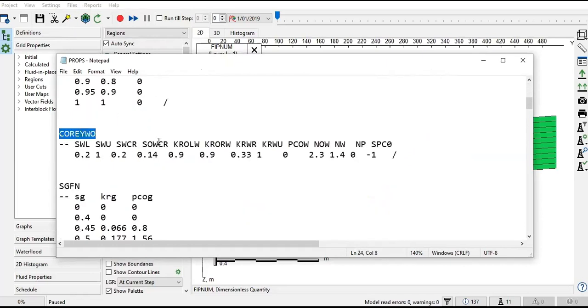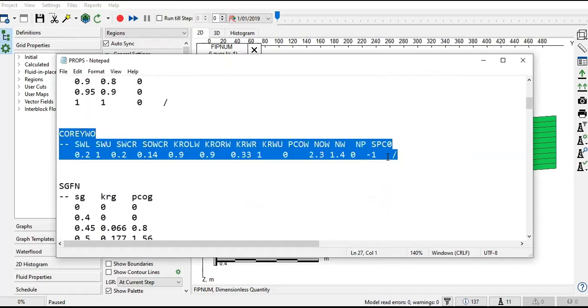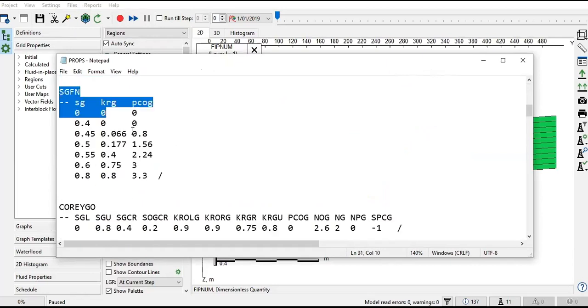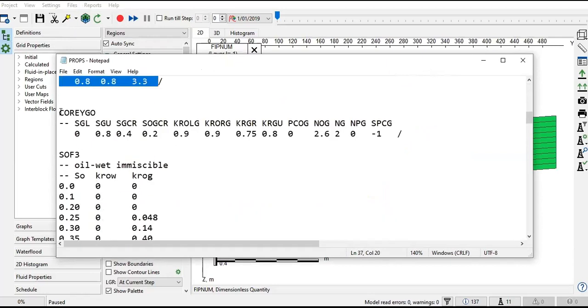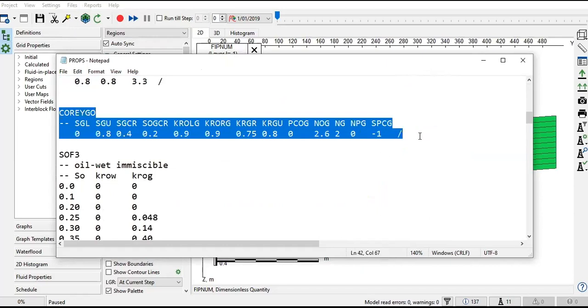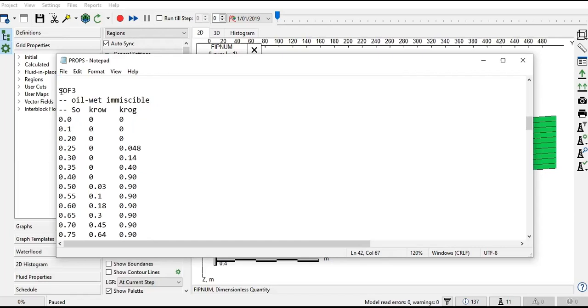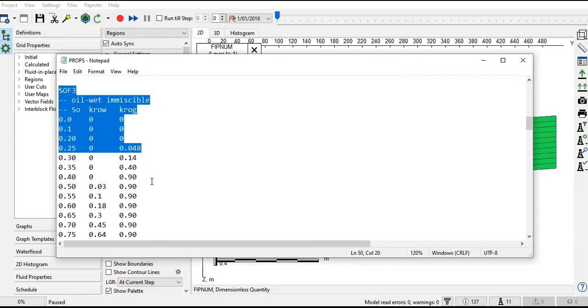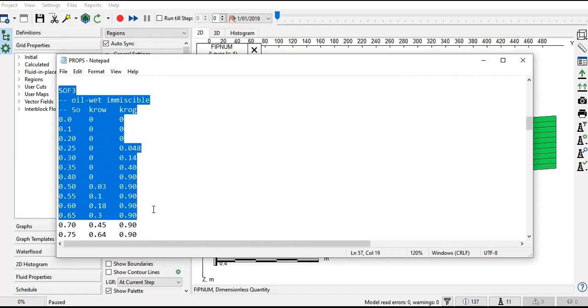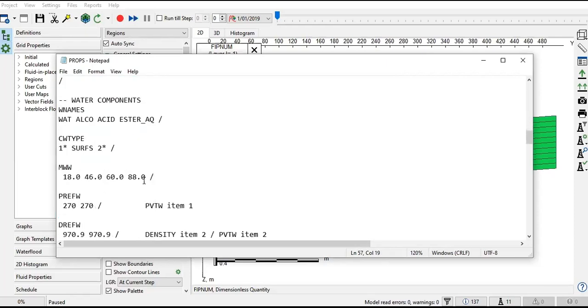This is the relative permeability endpoint with Corey function for water. And we will also have the Corey for gas. Oil wet immiscible, the relative permeability again. Okay. Now we define the 4 water components.